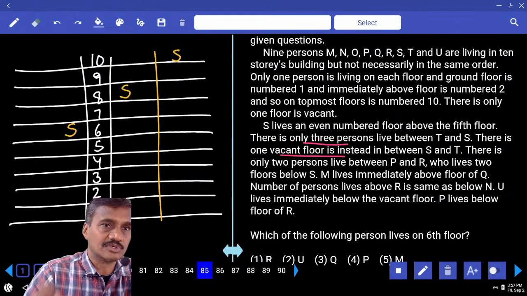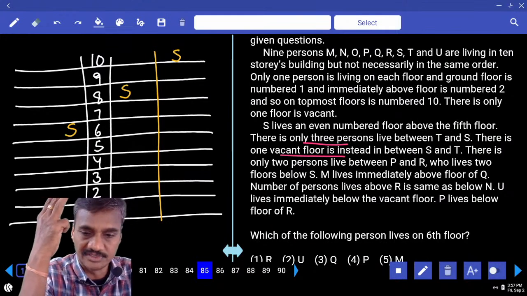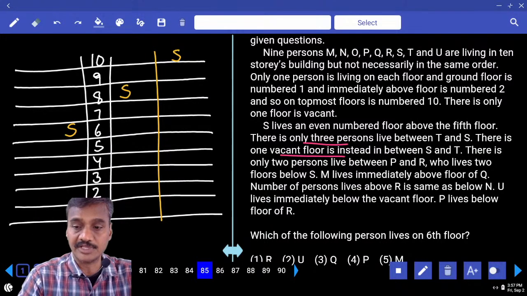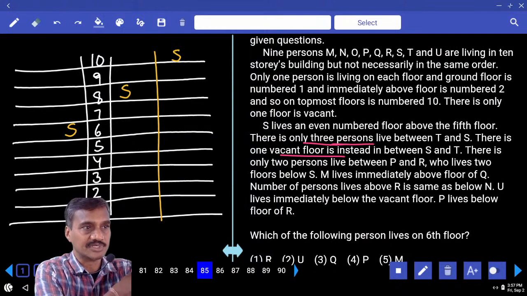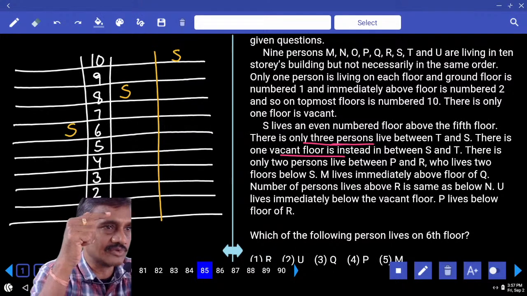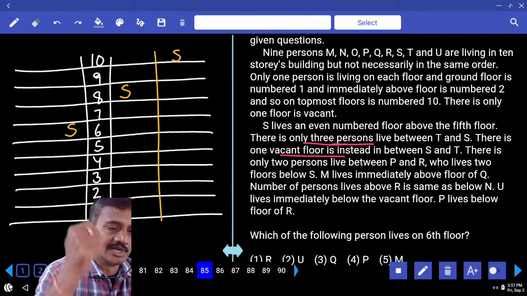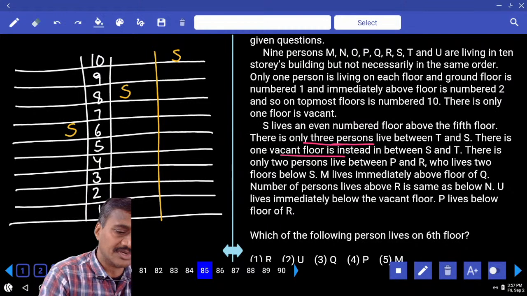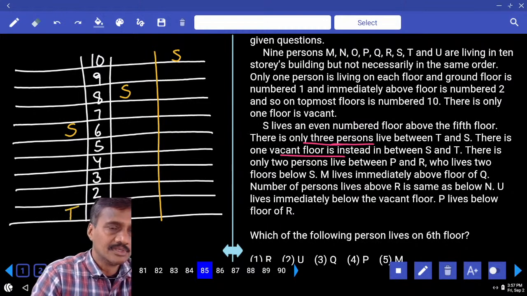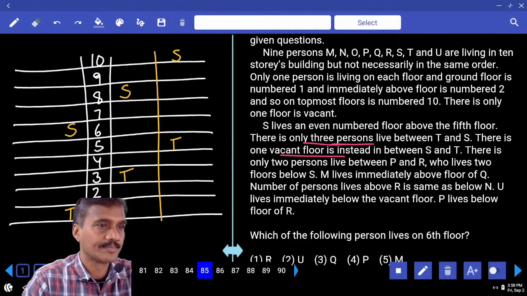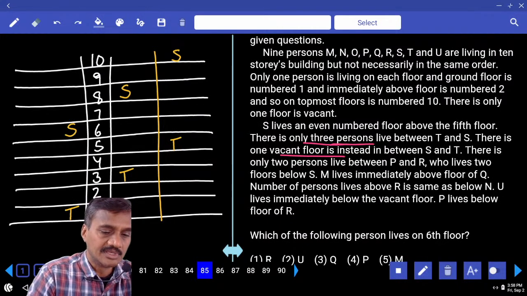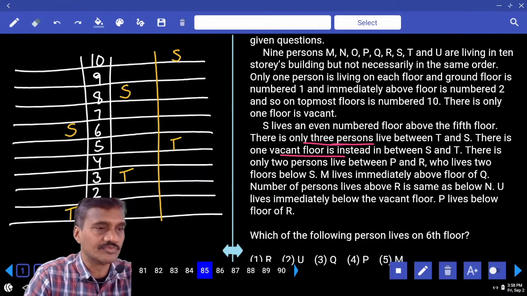Between S and T, 3 persons are staying, he said. 3 persons between S and T. At the same time, there is a vacant floor in between S and T. And so altogether, how many floors? 4 floors. And between S and T, 1, 2, 3, 4, T is here. Then there is 1 vacant floor. Here again, 1, 2, 3, 4, T is here. 1, 2, 3, 4, T is at this. Does it fit or not? Hence, T can be either on the 1st floor, 3rd floor or the 5th floor.